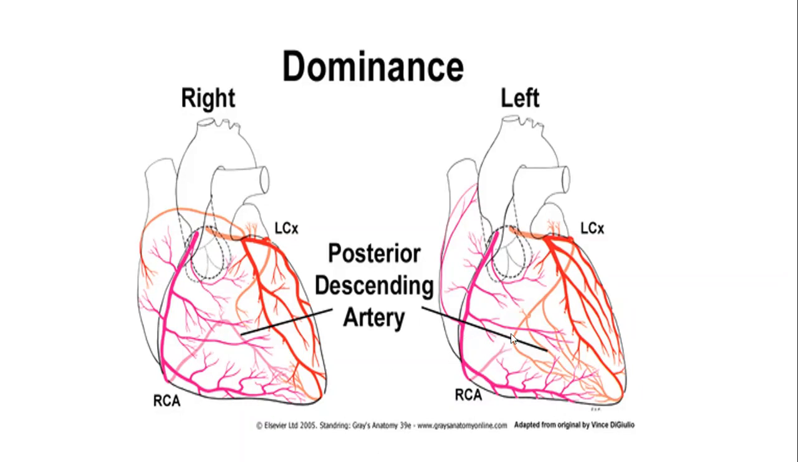So based on its very important location, largest branch, and the area it supplies, it becomes a very important artery, and because of which it is responsible for determining the dominance of the two coronary arterial systems, right or left. And in 67% of the population, since it arises as a branch from the right coronary artery, in those 67% of the population we can say that the right coronary arterial system is dominant. So right cardiac dominance is prevalent as compared to left cardiac dominance.